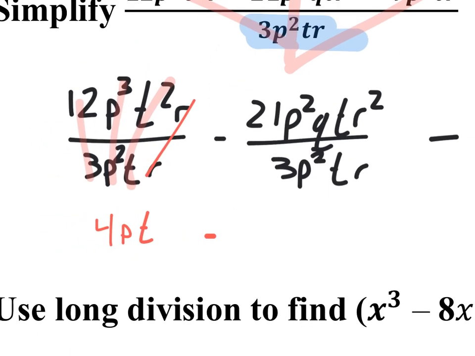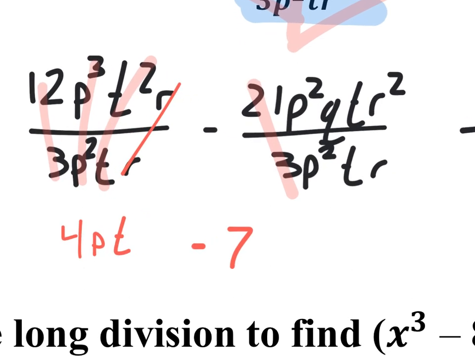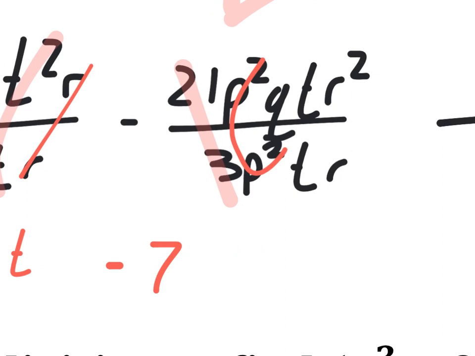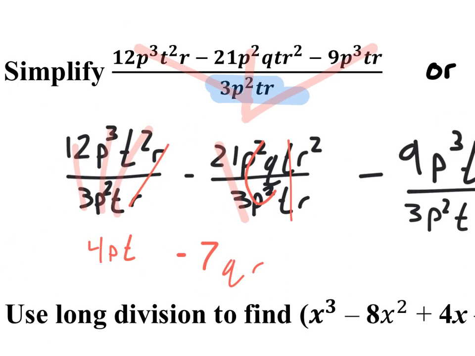21 divided by 3 is 7. P squared will just cancel out. There's a q in the numerator, but none in the denominator. The t's cancel, and then we lose 1 r on this one. We do top minus bottom.